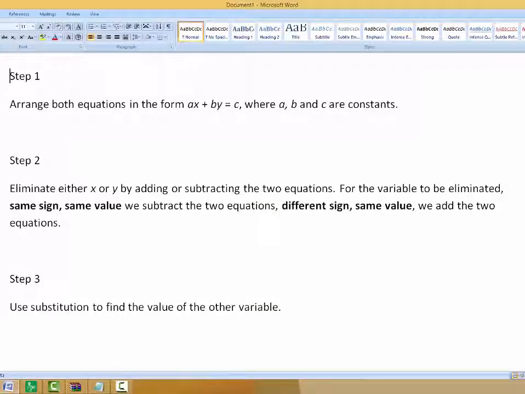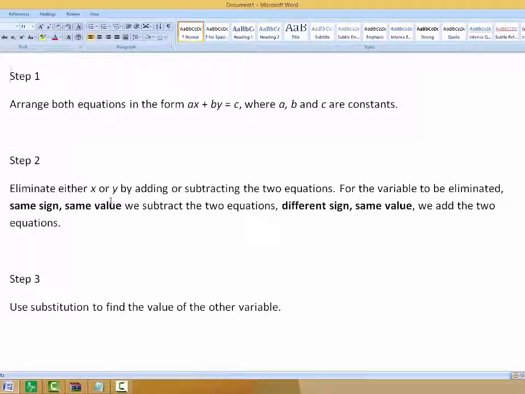Okay, today we're going to do chapter 5.4, solving simultaneous linear equations by using the elimination method. These three steps are here. Step 1 is arrange both equations to the form ax plus by equals c. Basically, any term with x you put on the left hand side, any term with y you put on the left hand side, and then the numbers will all go to the right hand side. That's what step 1 means.